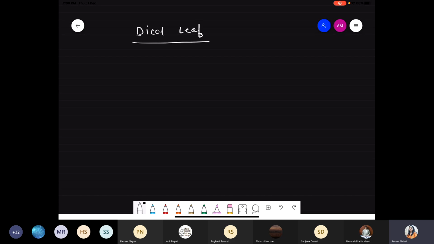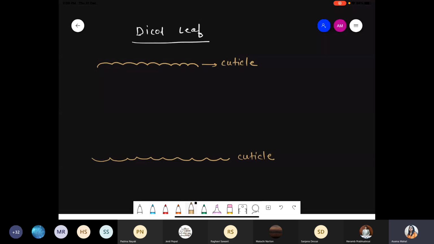In case of the dicot leaf, the outermost layer is called the layer of cuticle. You know very well, the cuticle is present toward the lower side as well as the upper side. The cuticle is a waxy covering layer that covers the surface area of the leaf. So cuticle is present on the upper side as well as the lower side of the leaf.